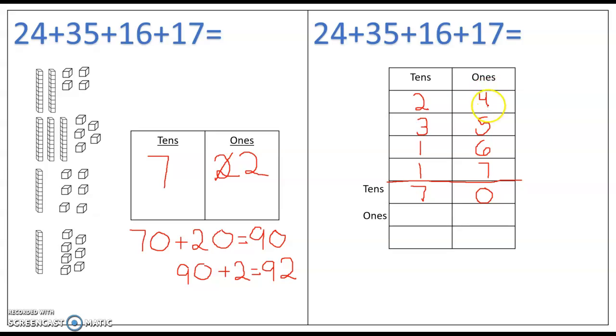Now let's add our ones. 4 plus 5 is 9. 9 plus 6 is 15. 15 plus 7 is 22. So now we just need to add our partial sums, which means part of the sum. So we've got 70 and 22. We just need to add them together now. So looking at our ones place, I've got 2 ones. And then looking at our tens place, 7 plus 2 is 9. So my answer, just like over here, is 92. So I used tens and ones. I used partial sums.